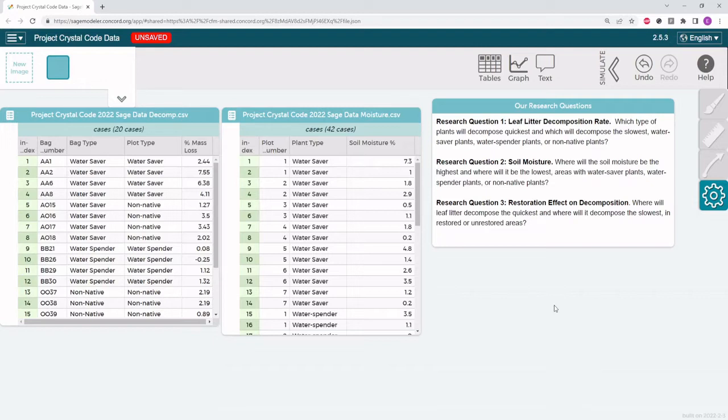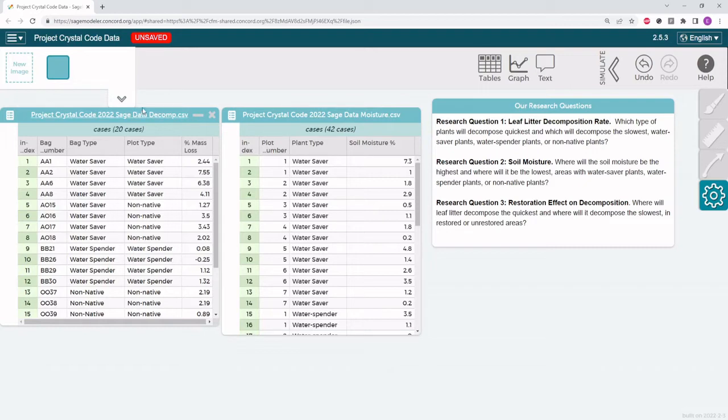With us being reminded of the research questions, now we can take a look at our data to see what we have available to answer these research questions. Let's go through research question 1 together. Research question 1, again, looks at leaf litter decomposition rate. On the left-hand side, you'll notice that we have two different types of data. We have a table that includes decomposition data, and then a table that includes soil moisture data. So we're going to be looking at the decomposition data for this research question.